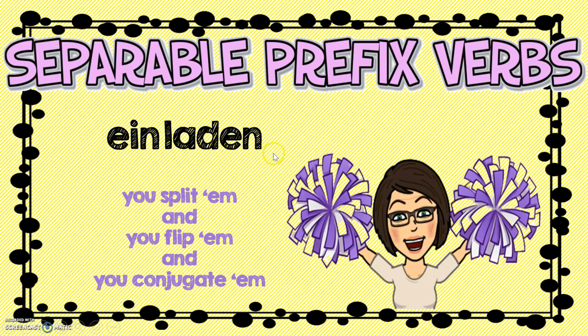Einladen is a separable prefix verb that means to invite. So the first thing we're going to do is split it. And we're going to split it right here between ein and laden. The second thing, we're going to flip it. We're going to take this portion that we just split and throw it to the very, very end of the sentence. The last step is to conjugate it. Remember, you still have to conjugate this part of the verb to agree with the subject.